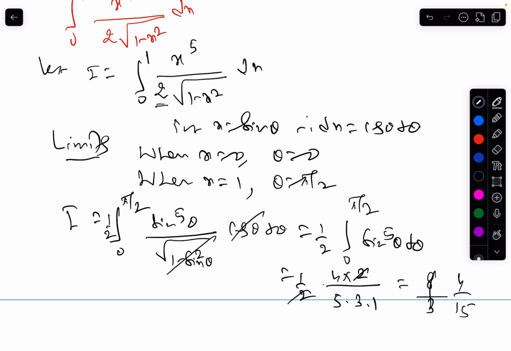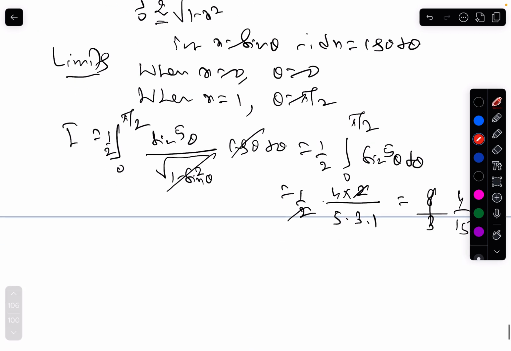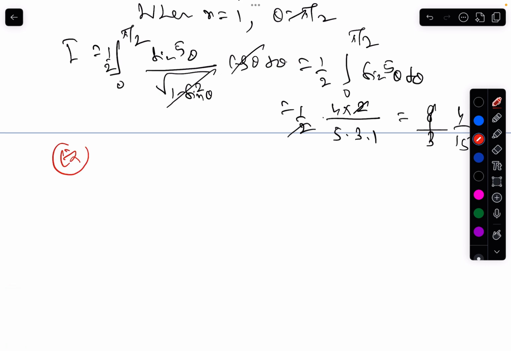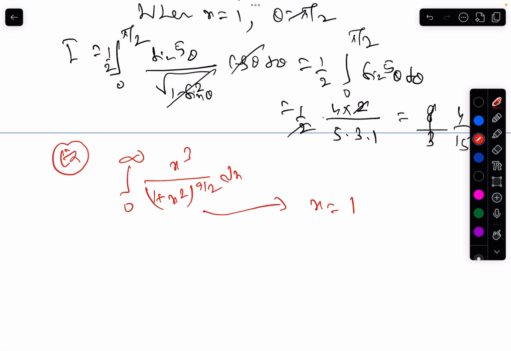Okay. So these are the way you can have one more: integration 0 to say infinity x power 3 over 1 plus x square power 9 by 2 dx. Just give the hint. Take x is equal to tan theta, and you will get the answer.